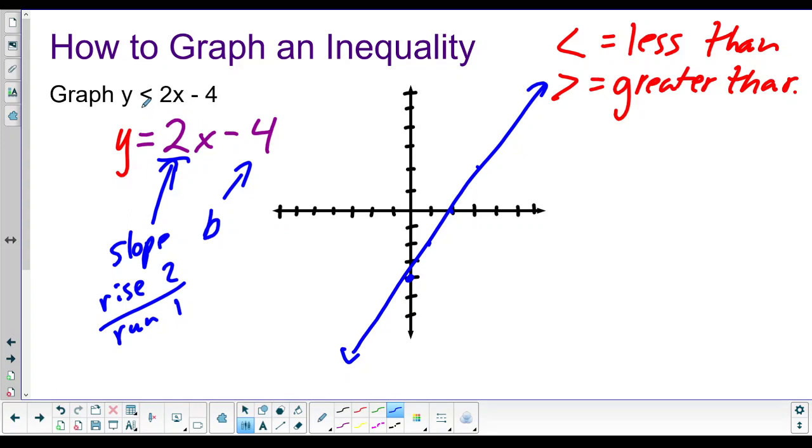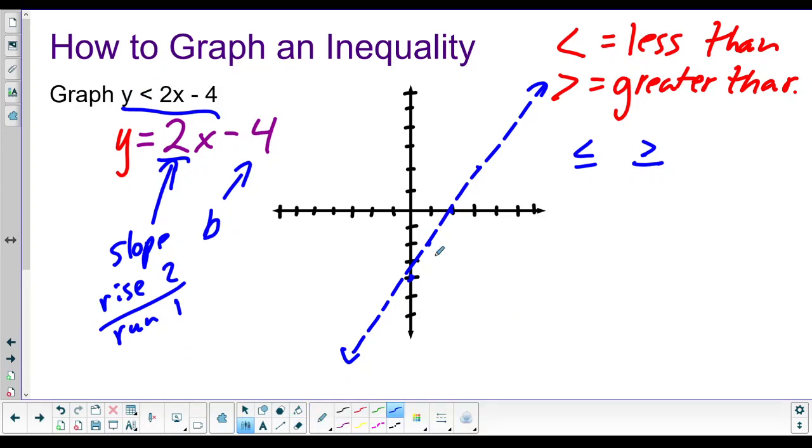Now we need to turn it into an inequality. So the first thing we need to do is, if you have a less than or a greater than, as opposed to a less than or equal to or a greater than or equal to, if you have one without the line under it, your line needs to turn into a dashed line. So let's go make this a dashed line. Okay, that's step 1. Okay, so now we've got our nice dashed line because of the less than symbol.